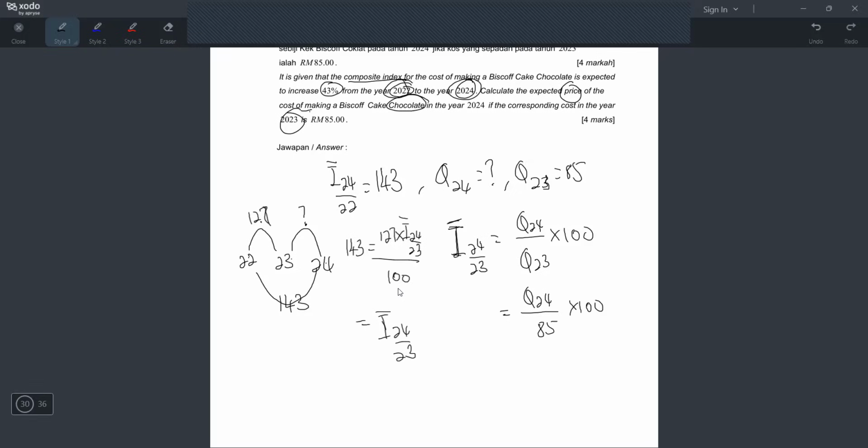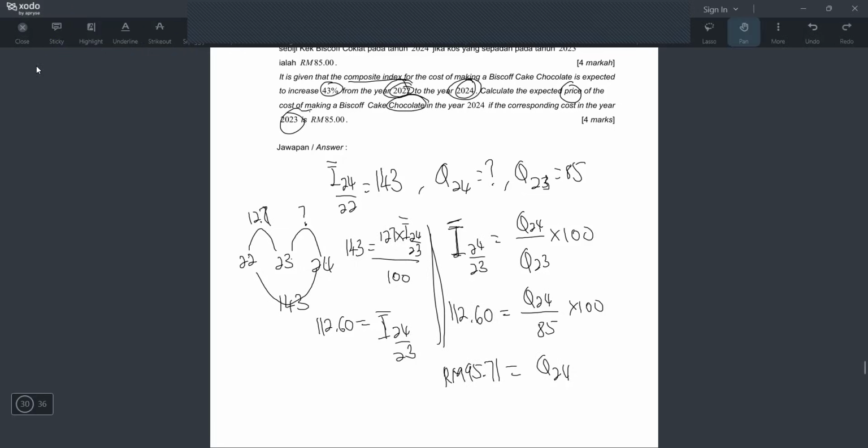My calculator gives me, oh, what happened? 14300 divided by 127. Okay, my calculator gives me 112.598. So 112.60. But this is not the answer. This is just the composite index. And this value, you can put it in here. But now I will use the answer button because it's more accurate. So I will press answer, divide 100 times 85. So 95.708. But this one is RM. So it's RM95.70871. It means 95 ringgit 71 cents.